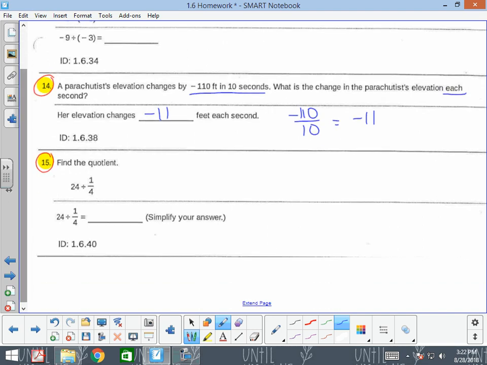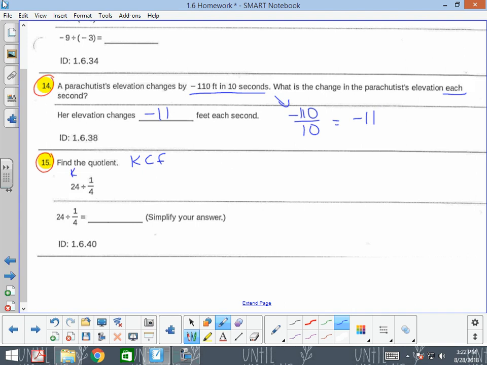All right, let's look at keep, change, flip. So number 14, let me go back. I highlighted it. I want you to show what you're dividing. That's part of the work that I want you to show for number 14. Number 15, I want you to show your steps for keep, change, flip.